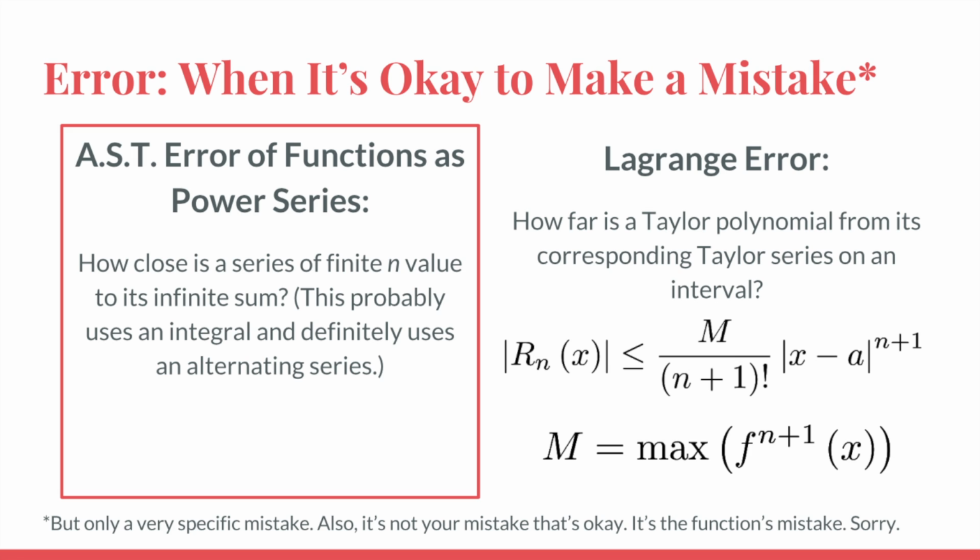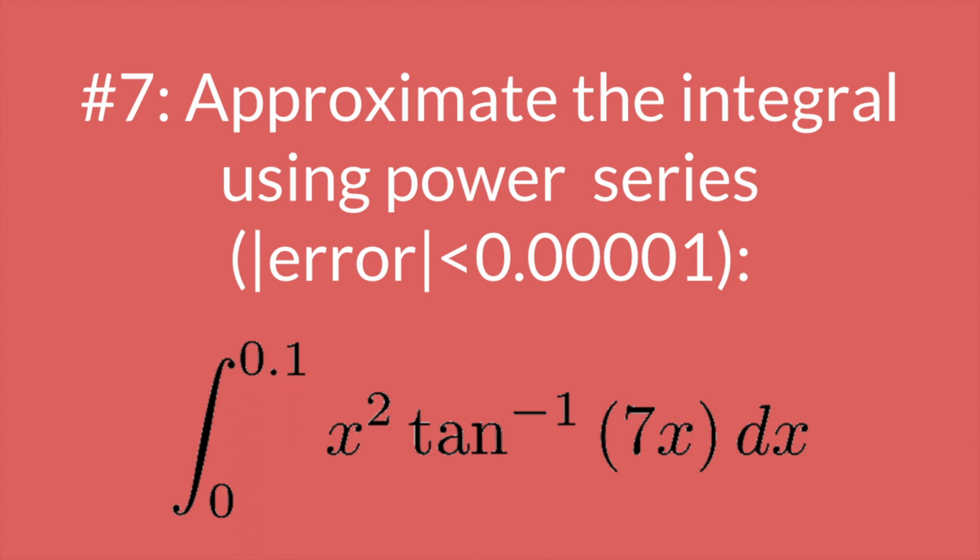Well, we know how to find Lagrange error, so now we'll move over to the alternating series error of functions as power series. This is usually going to involve an integral, and it will obviously always involve an alternating series. We're going to want to approximate the integral using power series with an error of less than 0.00001 of this integral right here.